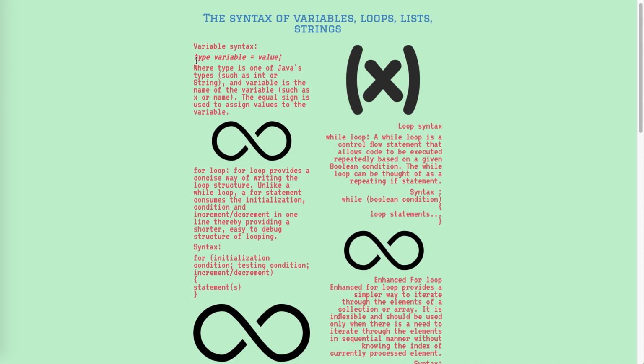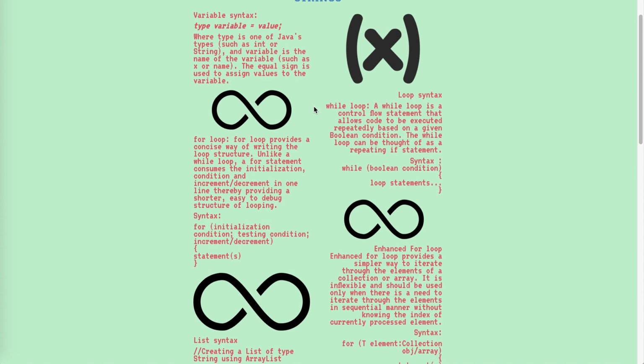The variable syntax is type variable = value; where type is one of Java's types, such as an integer or a string, and variable is the name of the variable that you want to name it, and then the = is used to assign values to the variable.